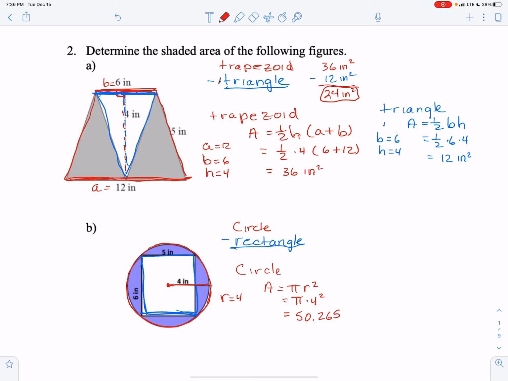50.265. I'm going to round this to the nearest 2 decimal places. So identify the digit in the hundredth position. The number directly to the right is 5 or more, so this will be 50.27, and we're in inches, so for area it'll be square inches.